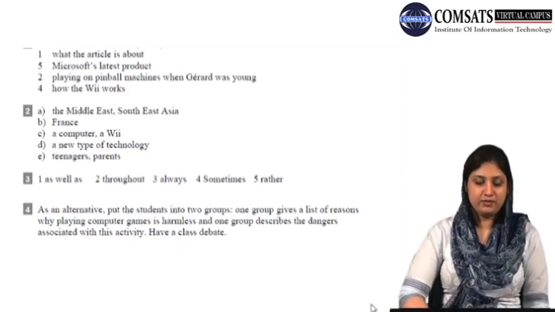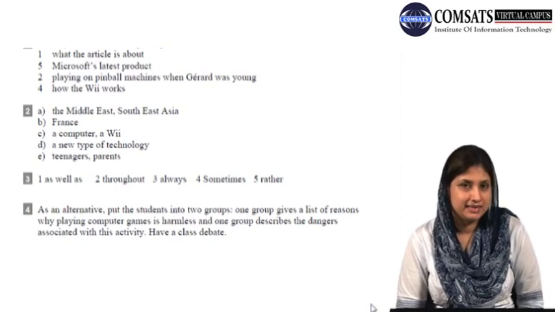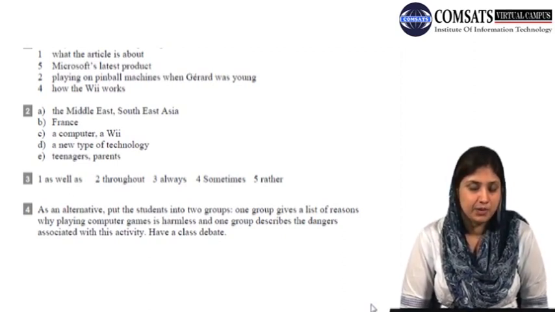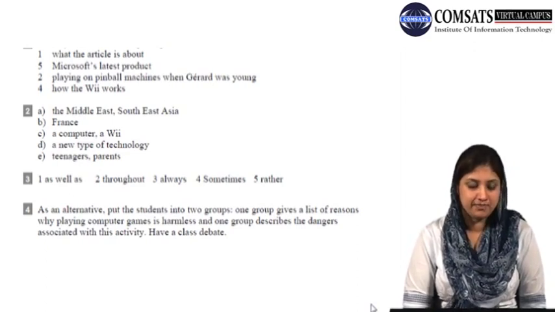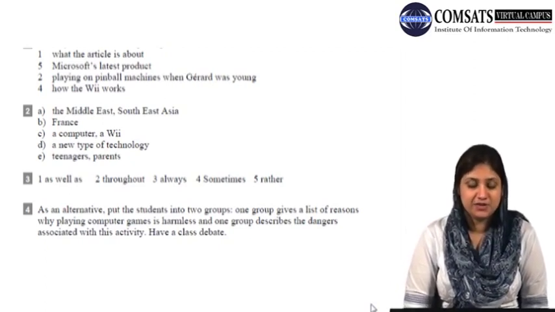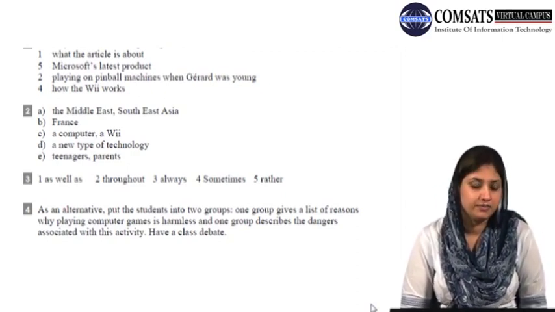Now, look at the second question, please. A is the Middle East, Southeast Asia. B is France. C is a computer, a Wii. D is a new type of technology. E is teenagers, parents. And question number 3: 1 is as well as, 2 is throughout, 3 is always, 4 is sometimes, and 5 is rather.